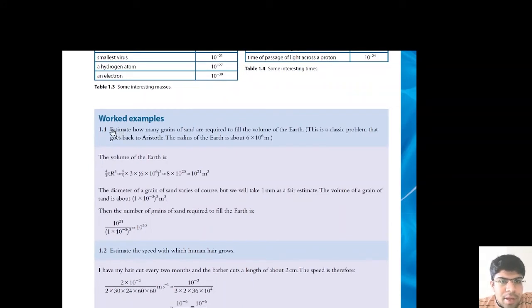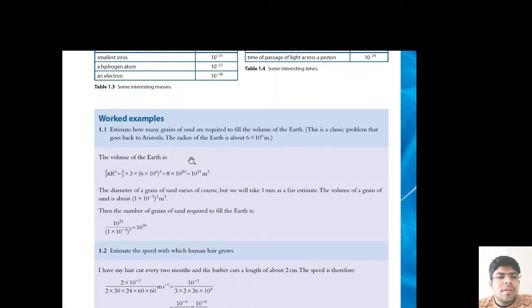Estimate how many grains of sand are required to fill the volume of the earth. This is a classic problem that goes back to Aristotle. The radius of the earth is about 6 into 10 raised to power 6 meter. So we have to estimate how many grains of sand are required to fill the volume of the earth. I would ask everyone not to look at the solution and to try by yourself, and I will wait for 5 seconds. Maybe you can pause the video and then try to solve it. Okay, then let's see the solution.